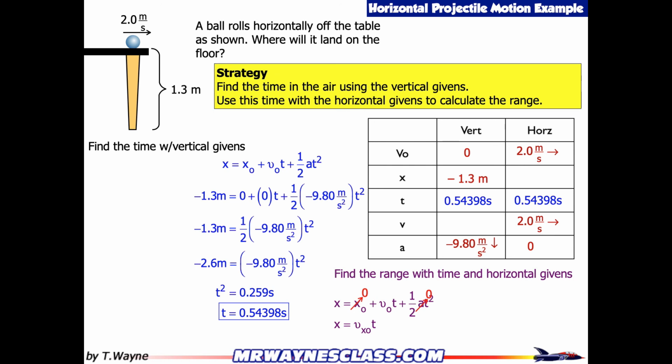Okay, let's put in our numbers from the horizontal column. So x is equal to 2 meters per second times the time I just calculated, and I kept more decimals on my calculator than what I'm showing. And that gave me x is equal to 1.09 meters with 3 sig figs.